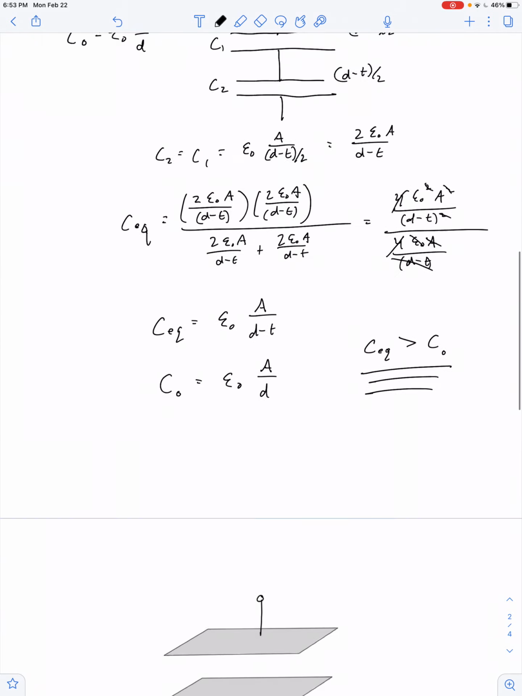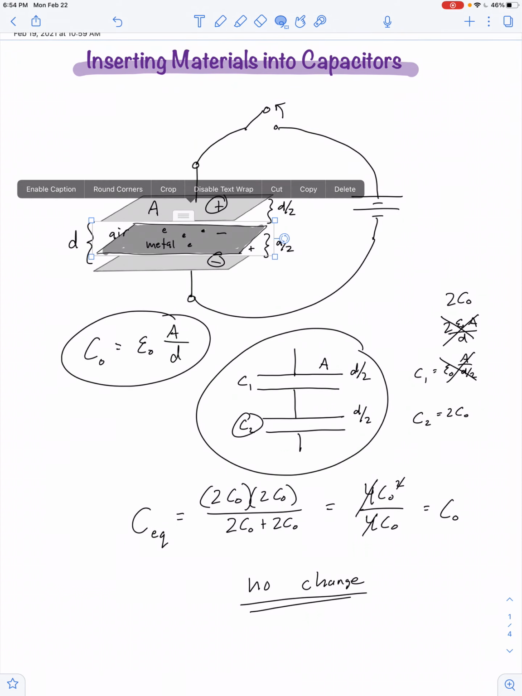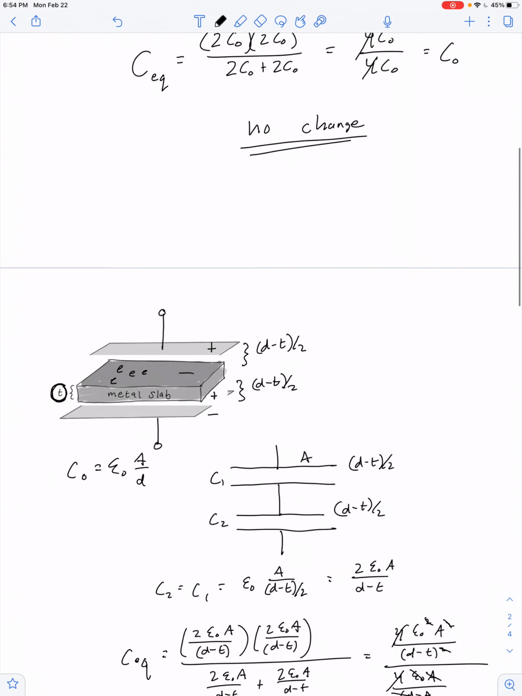Now wait a minute. We didn't have to insert the thin metal sheet exactly midway between the top and bottom plates. We could have put it a little off-center, so that the distance between the top plate and the thin metal sheet maybe is something we call a. Then the distance between the metal sheet and the bottom plate would be d minus a. Well then, does that have an effect on the capacitance? Let's find out.